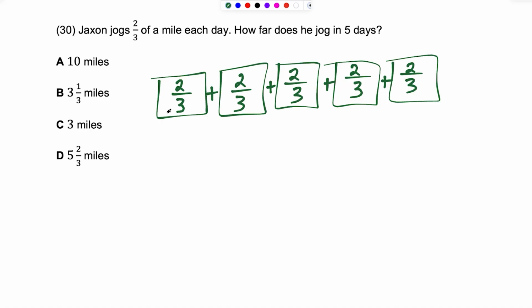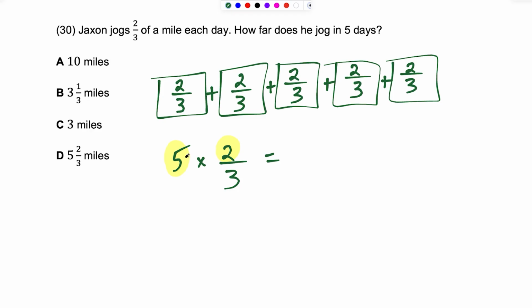I don't want to write 2/3 plus 2/3 50 times. So what we do is we think, how do we replace repeated addition? Well, repeated addition is multiplication. So we could just say 2/3 times 5, or we could say 5 times 2/3. And when you multiply a whole number by a fraction, you multiply the whole number by the numerator and you keep the denominator the same.